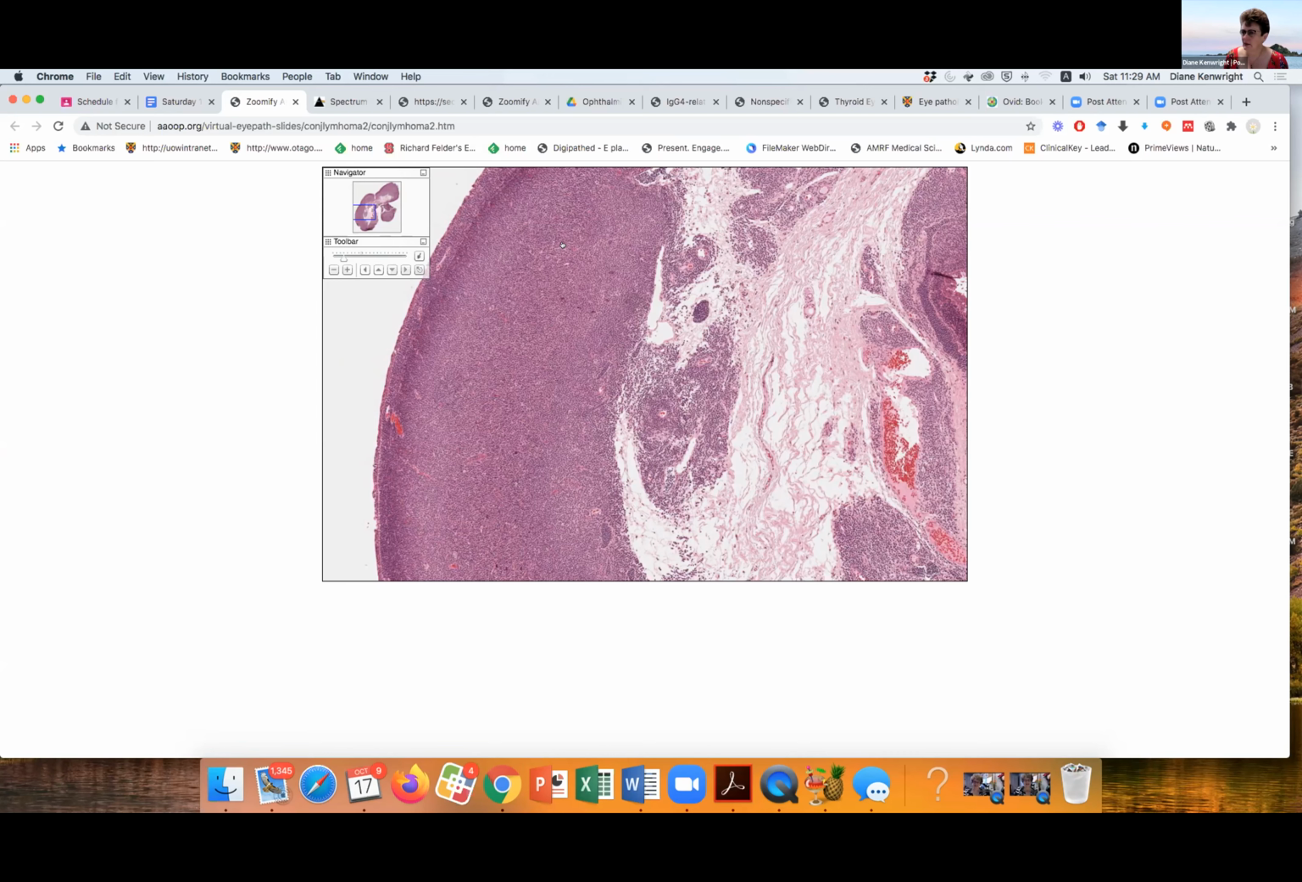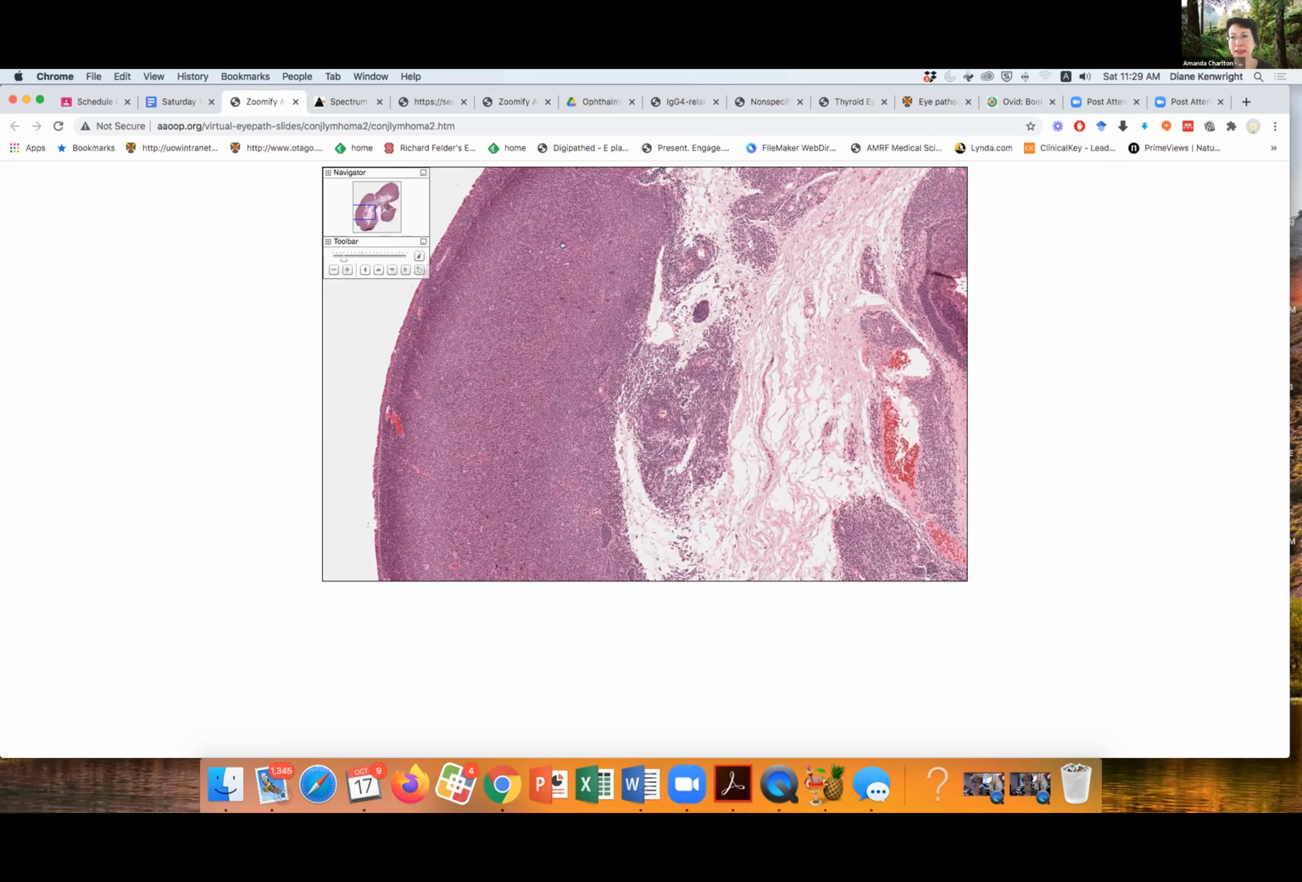Have you got anything to add, Amanda? Probably the immunohistochemistry, we want to confirm that this is a B cell proliferation, because most ocular lymphomas are B cell lymphomas and most T cell proliferations are reactive.